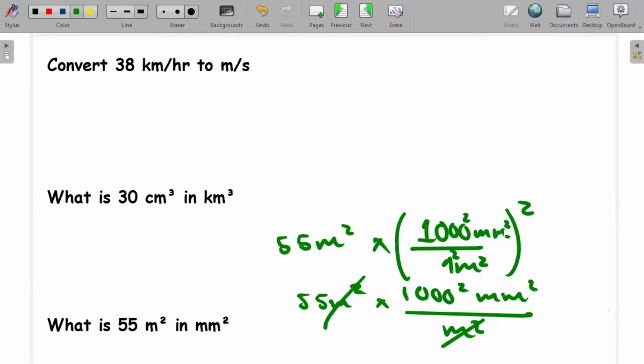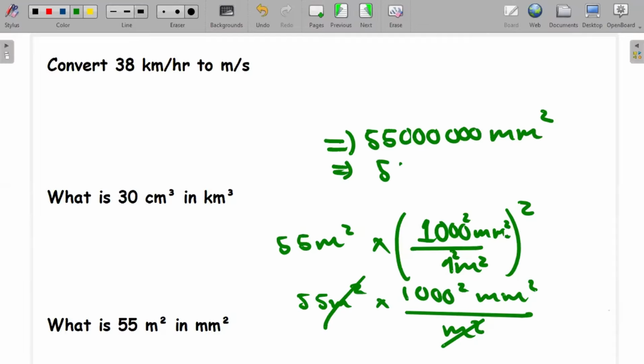55 million. That's a lot, isn't it? Okay, 55 million square meters or square millimeters. The final answer is 55 million square millimeters, like this. If we write this using metric prefixes, it's going to be what?